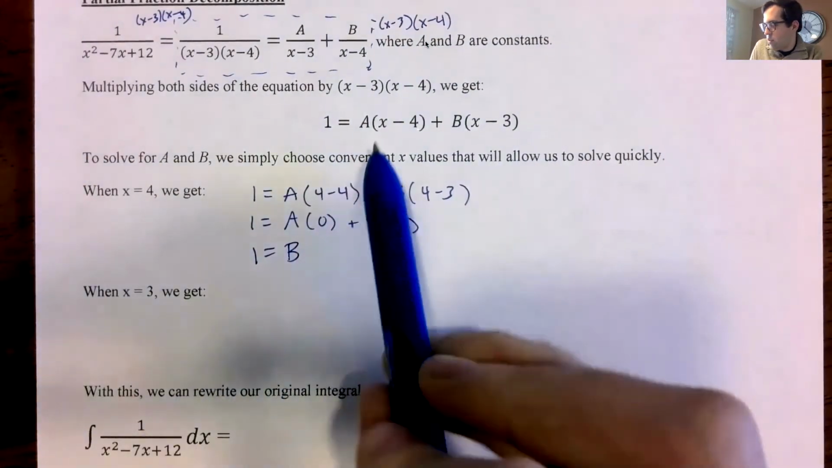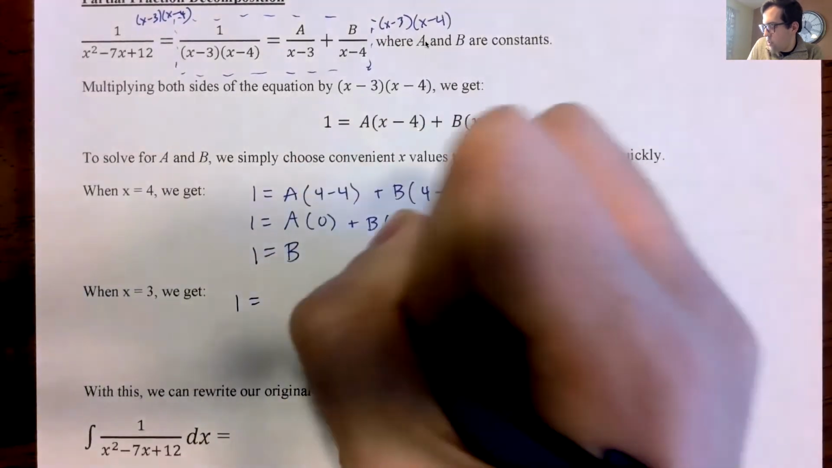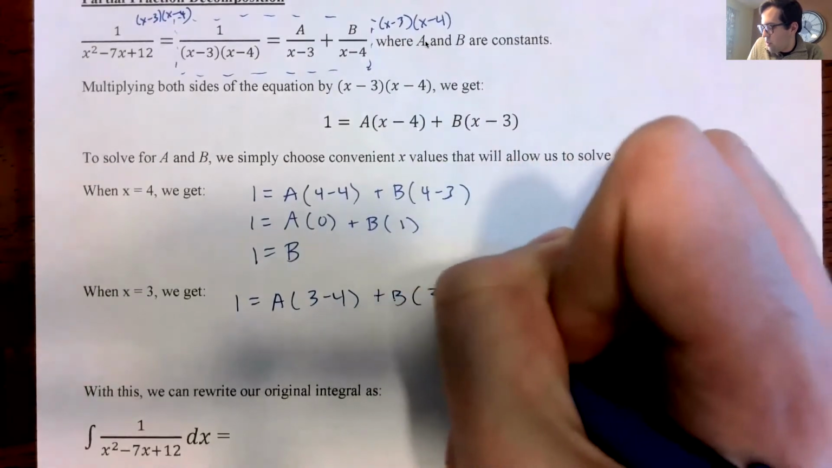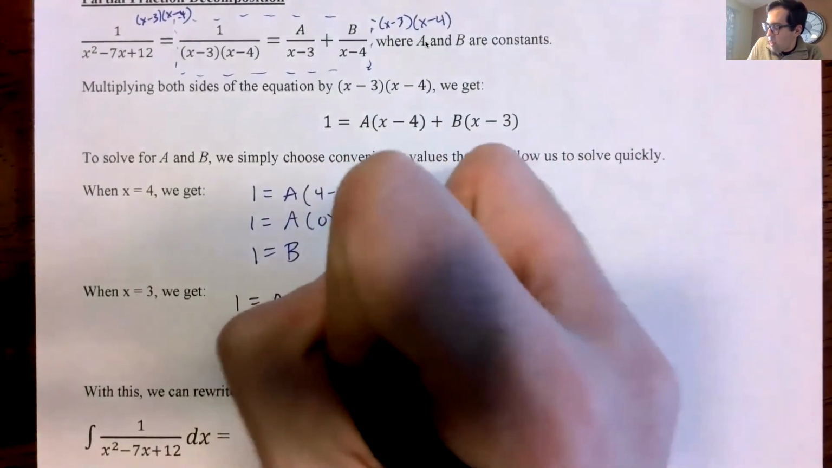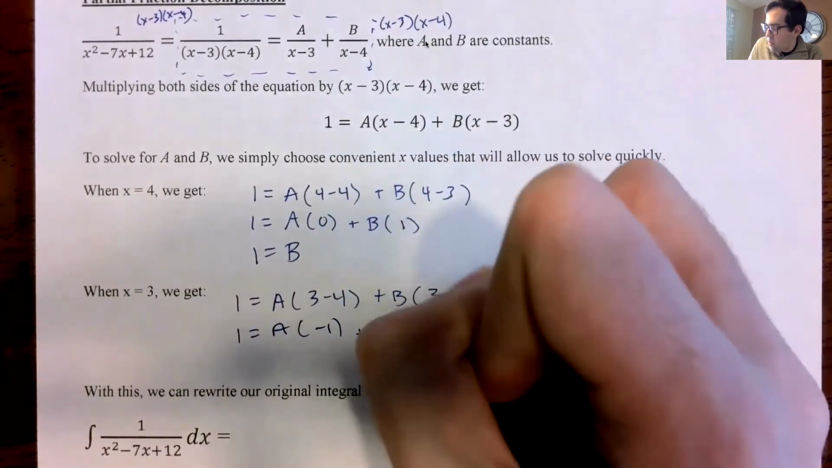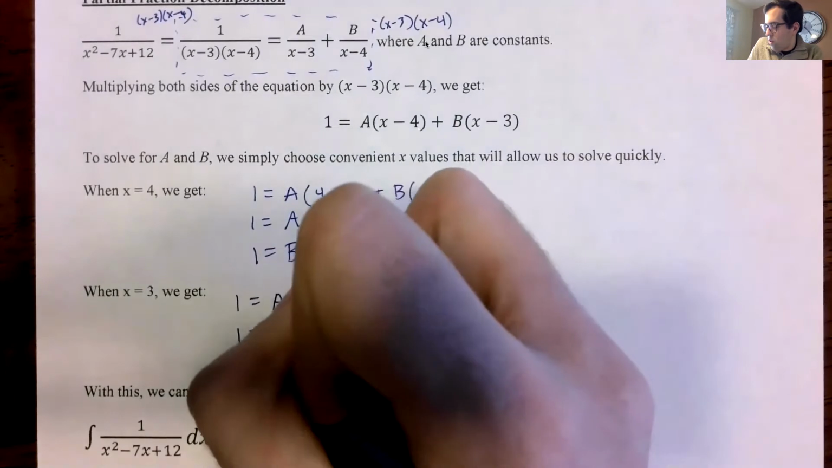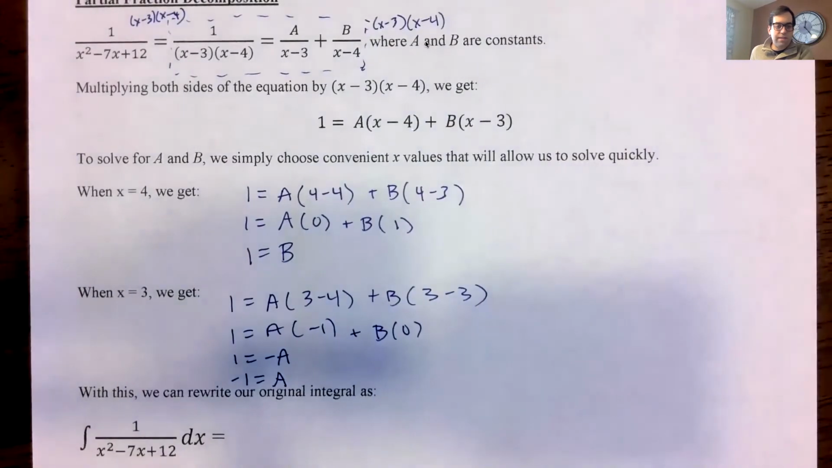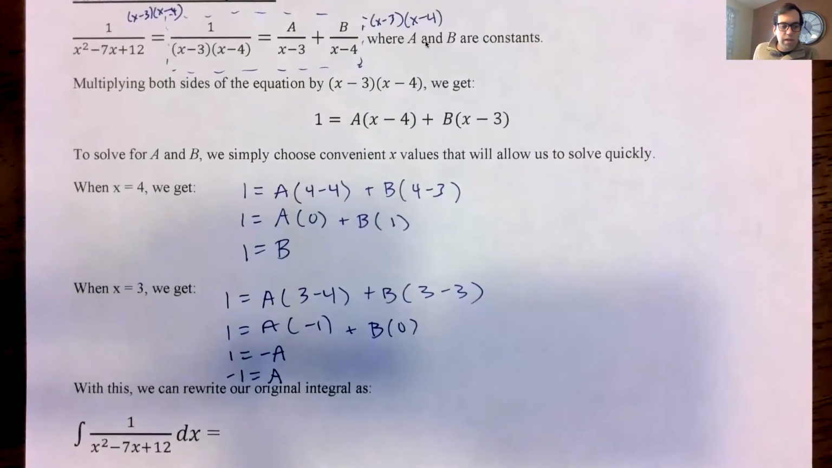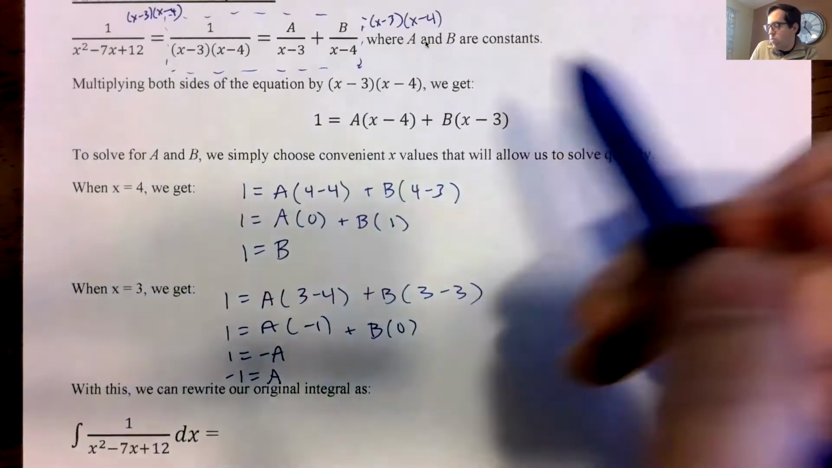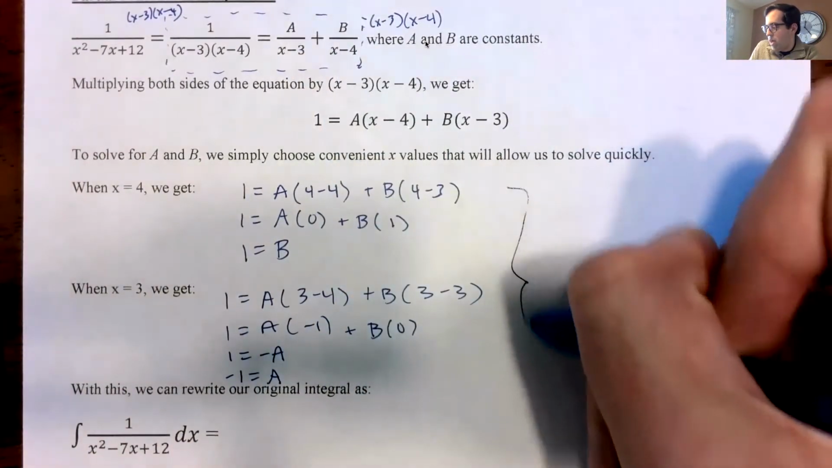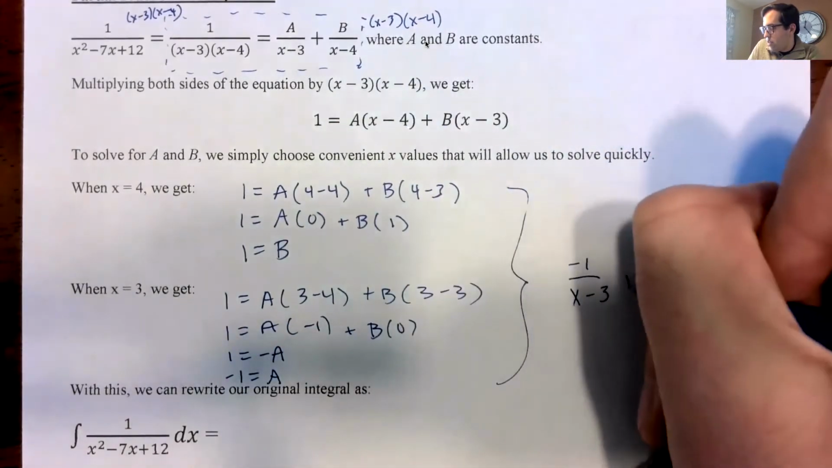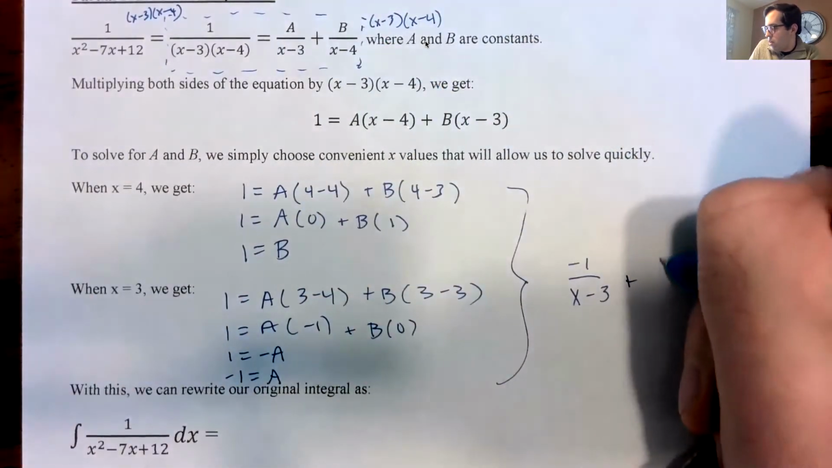When we plug in x equals 3, what are we going to get? 1 equals A times 3 minus 4 plus B times 3 minus 3. So we get A times negative 1 plus B times 0, or 1 equals negative A, so negative 1 equals A. All right, so that means we can rewrite our original with the A and the B plugged in. So we can combine this to have, what was A? Negative 1 over x minus 3 plus 1 over x minus 4.